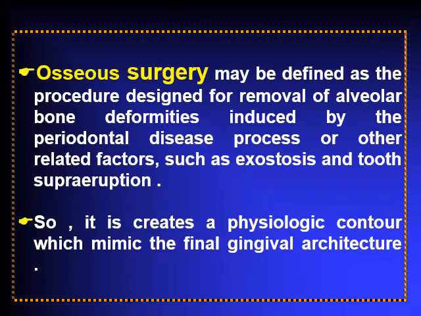As we mentioned in the first part of the lecture of bone loss and how bone loss causes bone deformities. So, it is done to create a physiologic contour which mimics the final gingival architecture. You know that the gingiva always mimics the underlying alveolar bone.